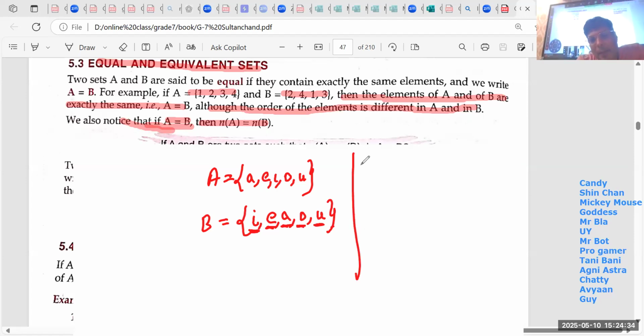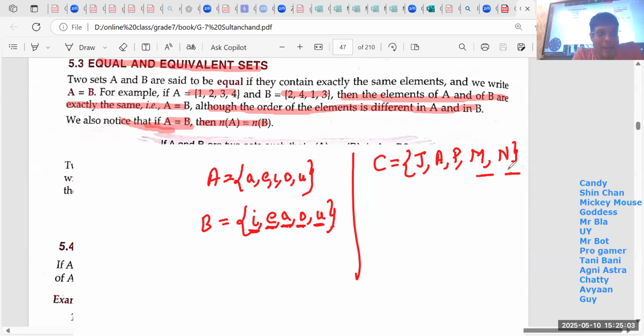So for example, if I ask you to write all the alphabets that come in the name, which name? Okay, Japan. So write all the alphabets that came in the name Japan. So I will write J, A, P, and then N. I won't write the A again. I cannot repeat any alphabet.